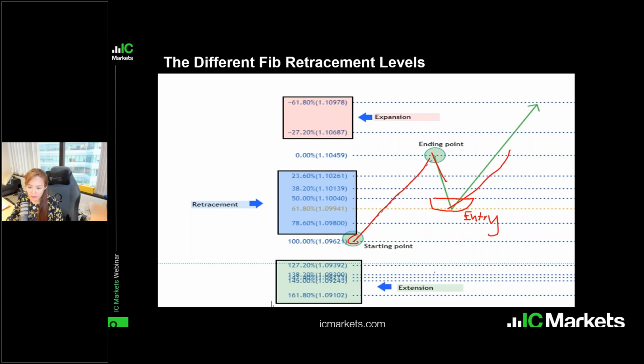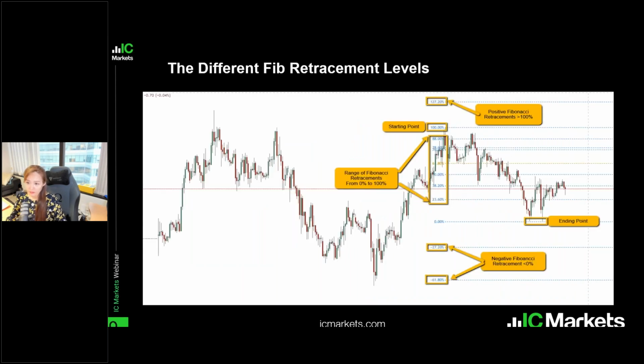And this is extension, which we covered last week. This is a positive number, more than 100%, which we call extension. And expansion, which we're going to cover today, is the number I just mentioned, negative 27.2% and negative 61.8%. Guys, if you have any questions, just ask me along the way. Again, if you plot it in the chart, it will look like this.